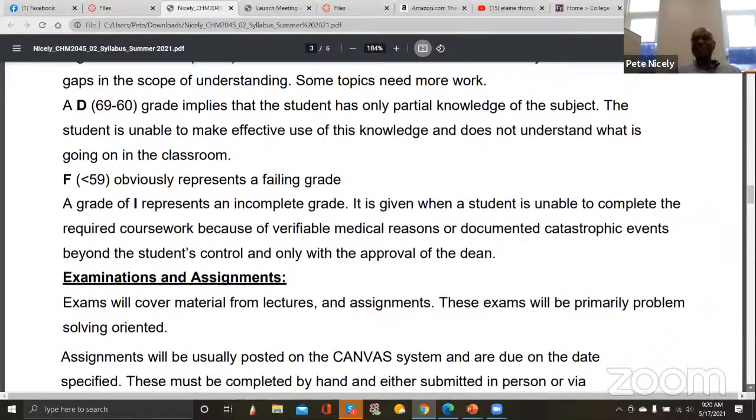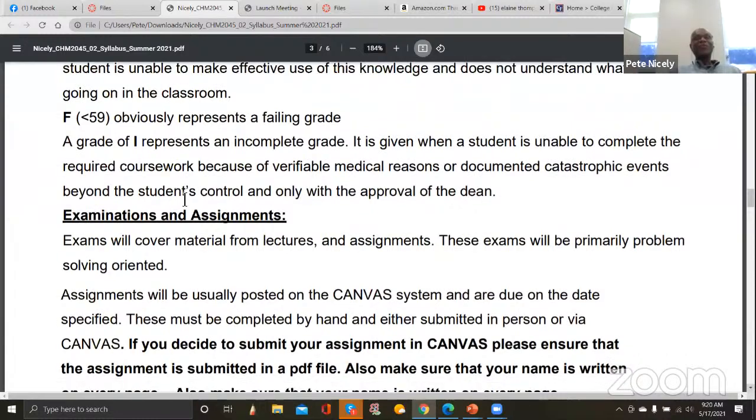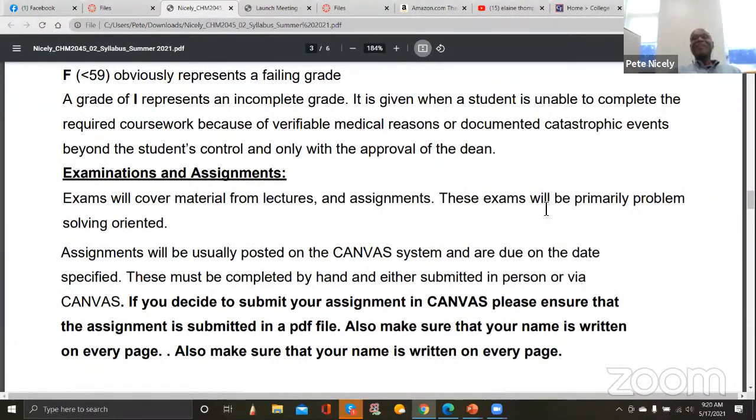continuing, let's look at examinations and assignments. Exams will cover material from lectures and assignments. These exams will be primarily problem-solving oriented. Assignments will usually be posted in the Canvas system. I'll show you where those are located, and they are due on the date specified. And I mentioned this before, and I'm stressing this again. This must be completed by hand and either submitted in person or via Canvas. Now, since this is an online environment, I'm expecting all your assignments and tests to be submitted online, all right?